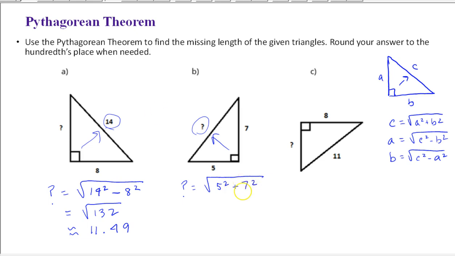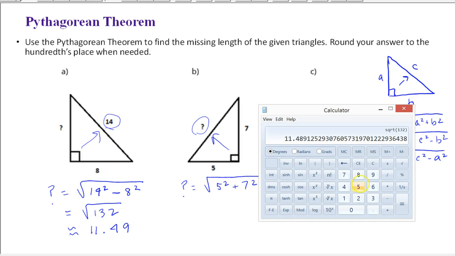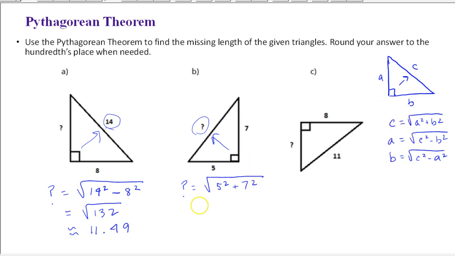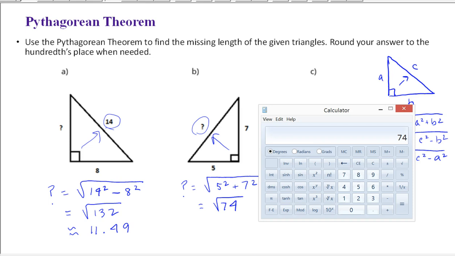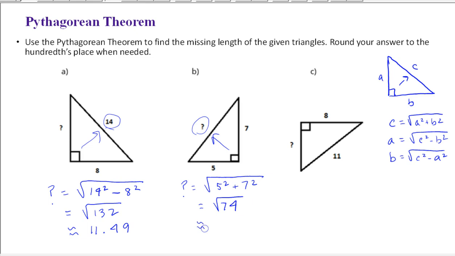Okay, so now let's put this in the calculator. Everything under the radical. So 5 squared plus 7 squared is 74. So this equals the square root of 74. And to get a decimal approximation, we'll hit the square root button. And to 2 decimal places, notice we're going to round down, it's 8.60. So this is approximately 8.60.